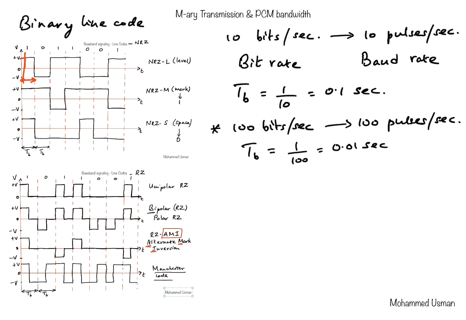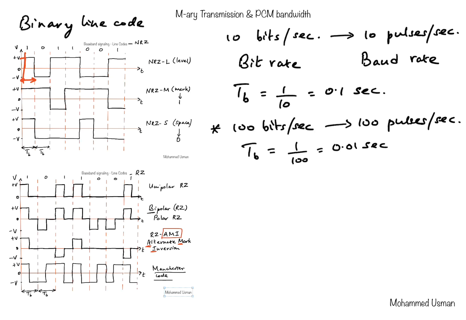So increasing the bit rate, if you want to increase the speed of communication, will have a direct effect on the bandwidth required for communication, in the sense that the bandwidth required would increase. So how do we come up with a solution to this problem? How can we increase the speed of communication without increasing the bandwidth required significantly?